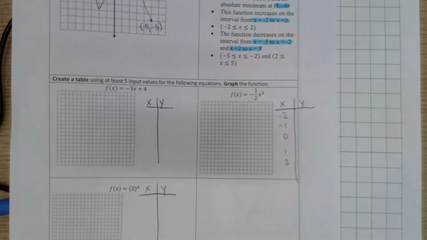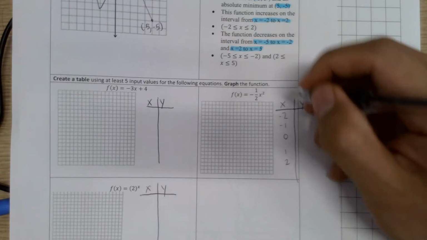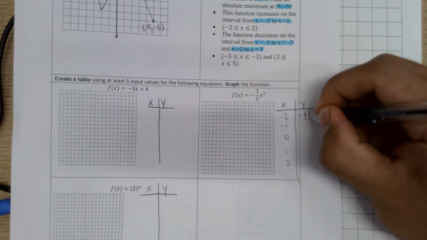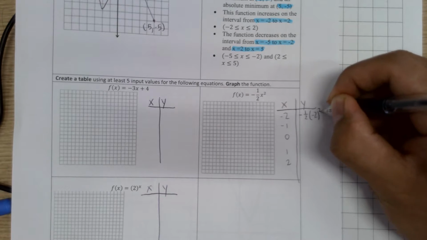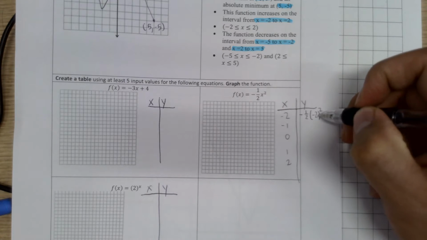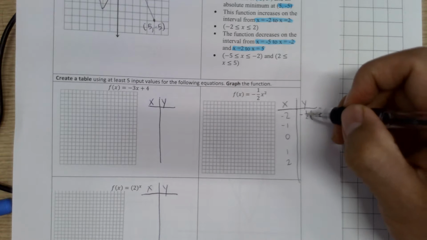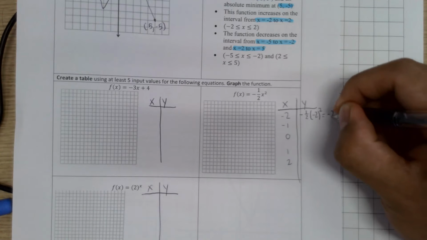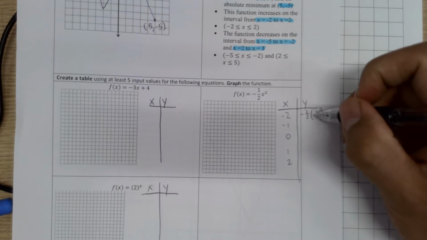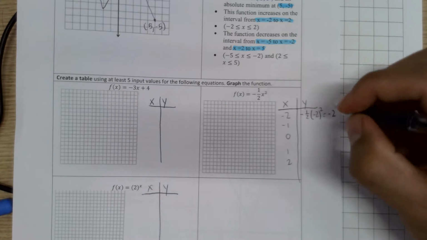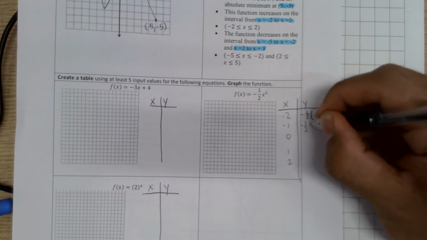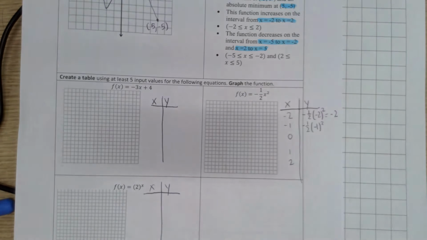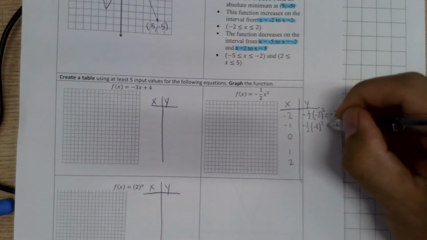Okay? So what happens if I plug this in is that y would be equal to -1/2 times -2 squared. So -2 squared is 4, times -1/2, which is equal to -2, right? 4 divided by 2, and then times a negative equals -2. This one, same thing. I'm going to square -1 first. So that's 1 times -1/2 equals -1/2.